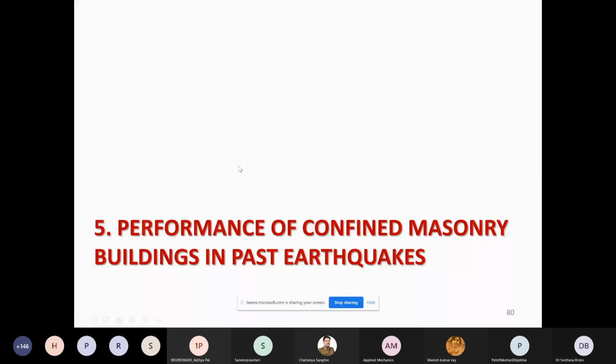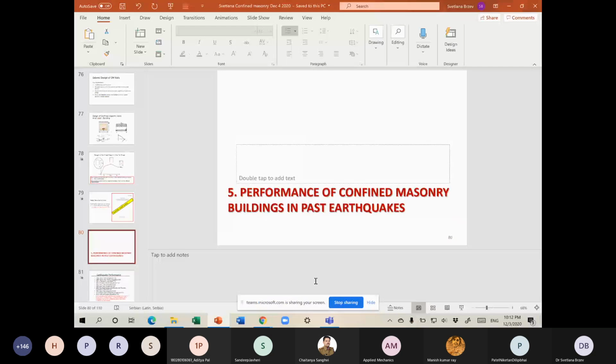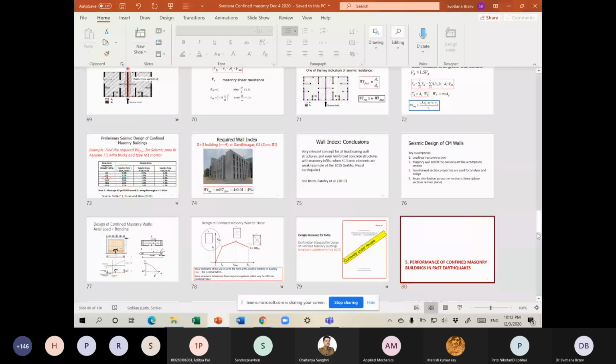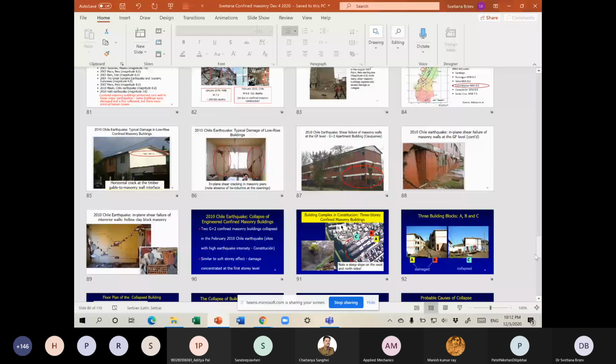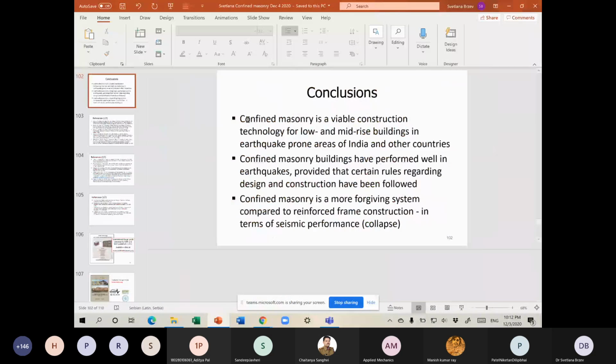What I would like to show you is just a few useful resources at the end, and that is it. You can take a look at those slides. You have them in the notes. So the conclusions are that confined masonry is a viable construction technology for low and mid-rise buildings in earthquake-prone areas of India and other countries.